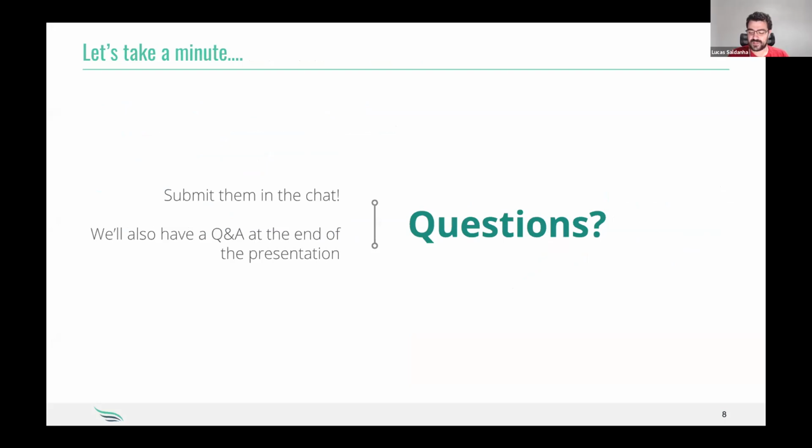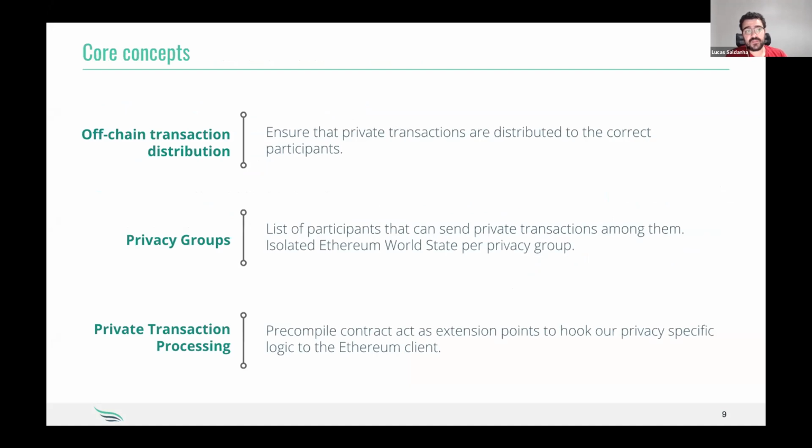Awesome. So now that we know what private transactions are, let's take a look at how we have implemented them in Besu. I like to break this into three core concepts, and they're really important. First of all, as I've mentioned with restricted private transactions, we need a way to make sure that the transaction is going to reach the participants that it needs to reach. So that's what we call the off-chain transaction distribution process, and we're going to take a look at how we do it.